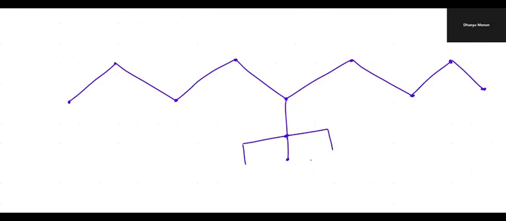So this is 1 carbon atom, 1 valency satisfied, so 3 hydrogens. This is carbon, 2 valency satisfied, 2 hydrogens. This is carbon, 2 valency satisfied, 2 hydrogens. 2 valency satisfied, 2 hydrogens, 3 valency satisfied, so 1 hydrogen, 2 valency satisfied, 2 hydrogens, 2 valency satisfied, 2 hydrogens, 2 valency satisfied, 2 hydrogens, 1 valency satisfied, so 3 hydrogens.